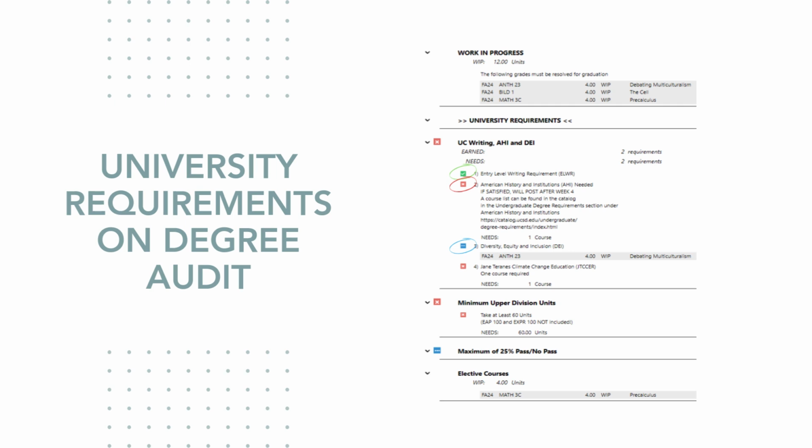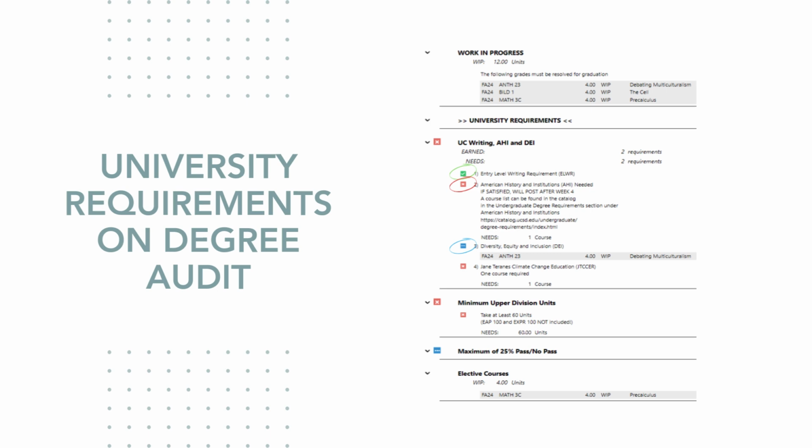When looking at your degree audit, there are three main symbols to look for. A green checkbox, like the one next to the entry-level writing requirement, means that the requirement has been completed. A blue ellipsis, like the one next to the DEI requirement, means that the requirement is in progress and will be completed after successful completion of in-progress courses. A red X, like the one next to the AHI requirement, means that the requirement has not been satisfied and a course needs to be taken for this requirement.